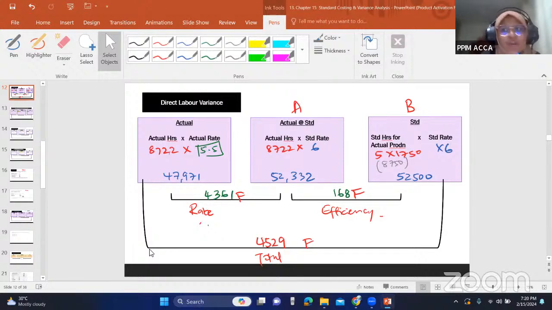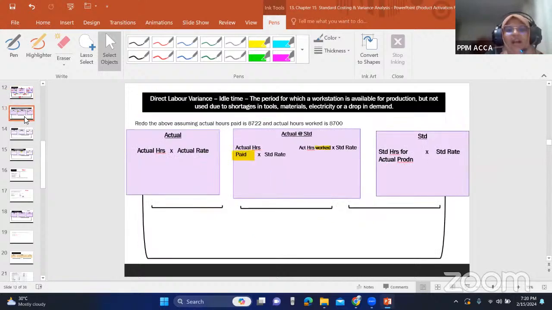Maybe there is a shortage of materials. Maybe there is a machine breakdown. Maybe there was a power cut. So for some reason, the workers are there, you are paying them, but the production is not happening. That is idle time. Now, if there is idle time, then calculating the direct labor variances, they change slightly. How does it change?